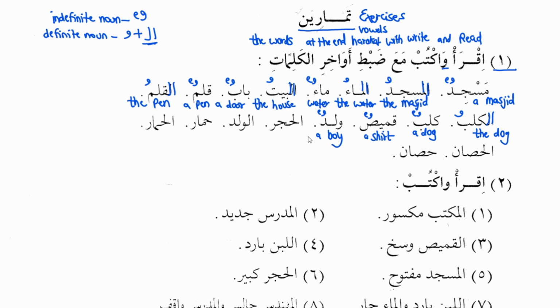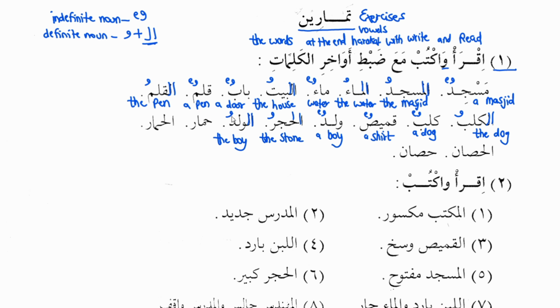Next, there is alif lam here. So there will be one dhamma at the end. This is al-hajaru. Al-hajaru means the stone. Next word, again there is alif lam, so we'll put one dhamma at the end. And this will be al-waladu. Al-waladu means the boy.